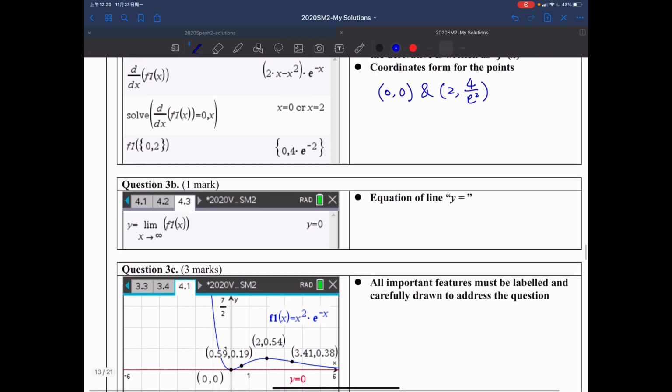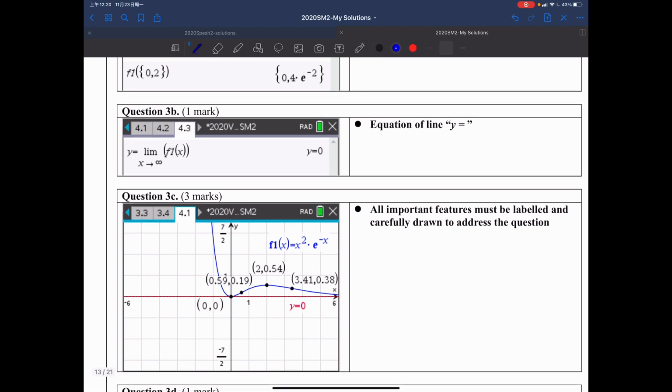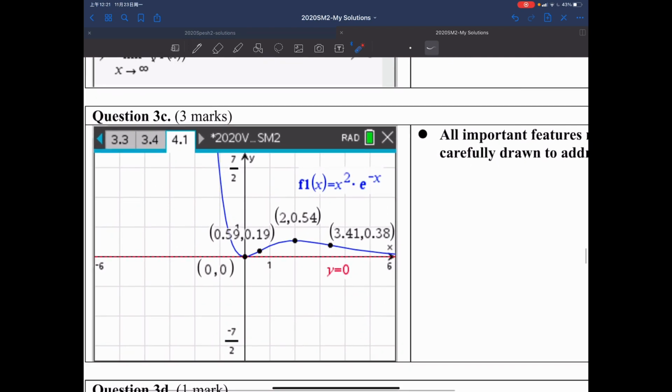Then, we want to find any asymptotes to their equations. The approach I adopted was taking the limit of f of x as x approaches infinity. This is the only asymptote, which is a horizontal asymptote. Question 3c, you can just draw a graph like this. On this graph, I draw y equal to 0. This is my horizontal asymptote, and the shape was drawn with care. X-intercept as well as local minimum.